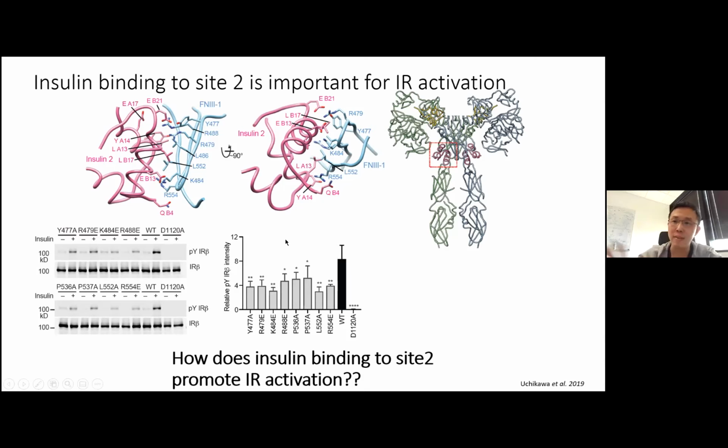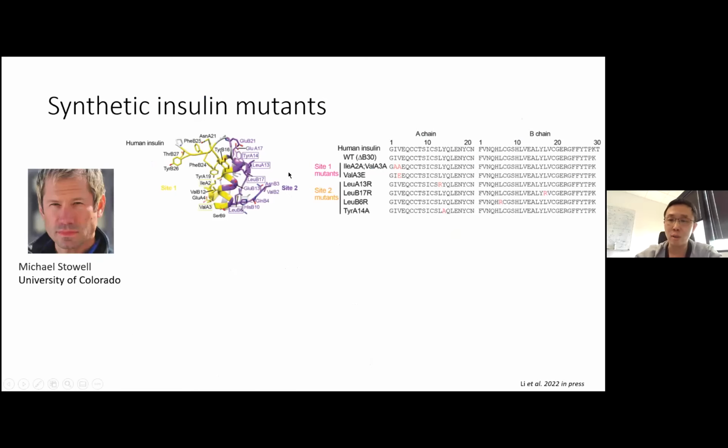But again, from this single structure, we really do not understand why SET2 is important for the activation of the receptor. To answer this question, we collaborated with Michael Weiss from Colorado. He's the expert at making synthetic insulin analogs. So the idea is that if we can mutate the residues on the insulin, we can control the binding of insulin to either SET1 or SET2.